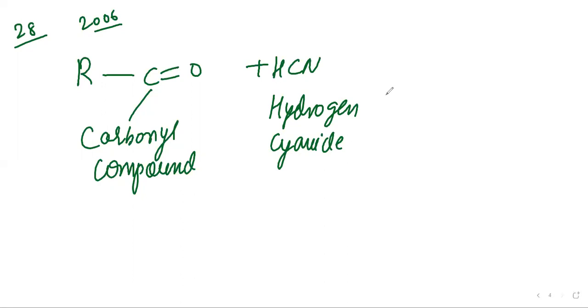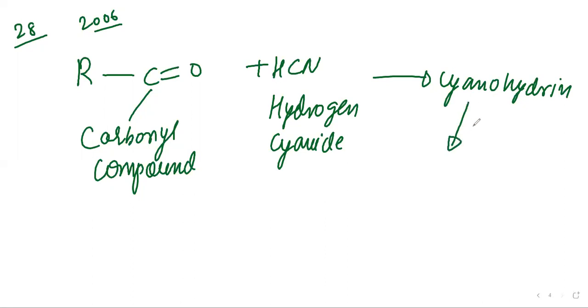And to form the cyanohydrin. So it forms cyanohydrin, which on hydrolysis forms a racemic mixture. After hydrolysis, hydrolysis means it reacts with water, H2O. So it forms a racemic mixture that is called alpha hydroxy acid.